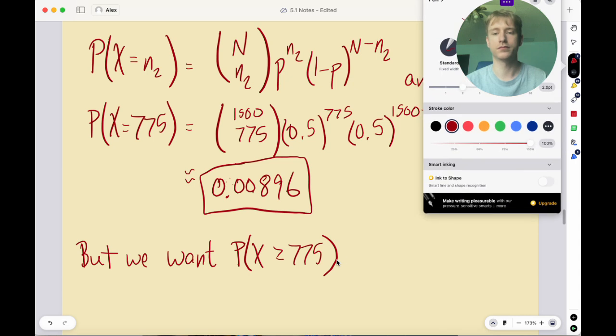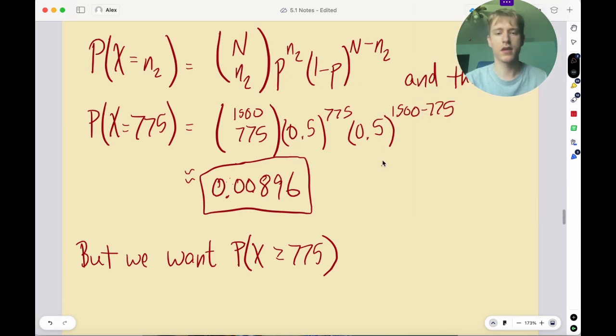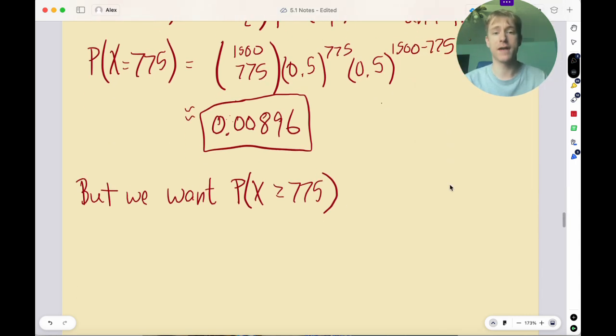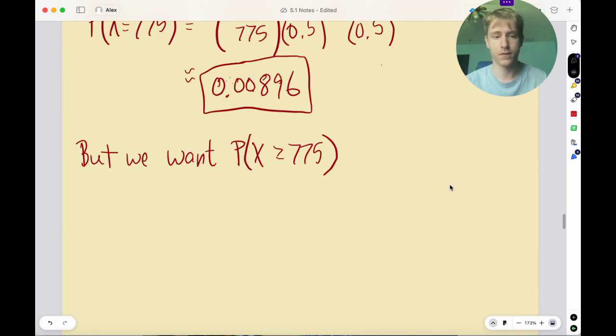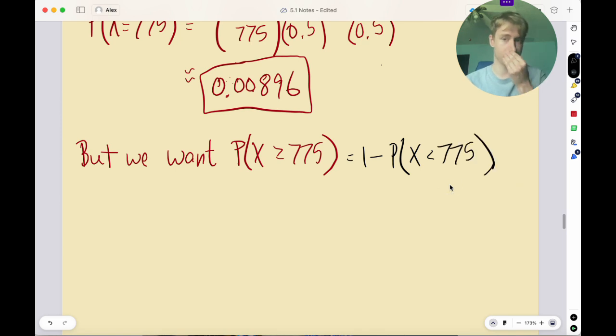Okay. And the question is, how are we going to find that? Well, the first thing we want to do is note that that is going to be equal to 1 minus the probability that x is less than and not equal to 775. Okay?